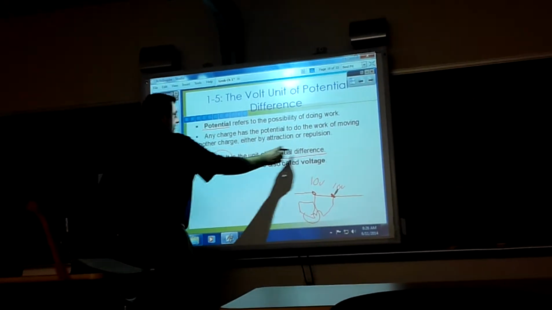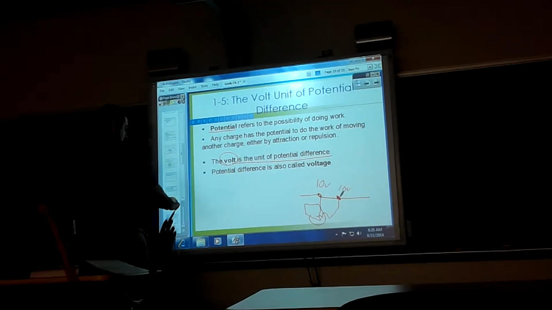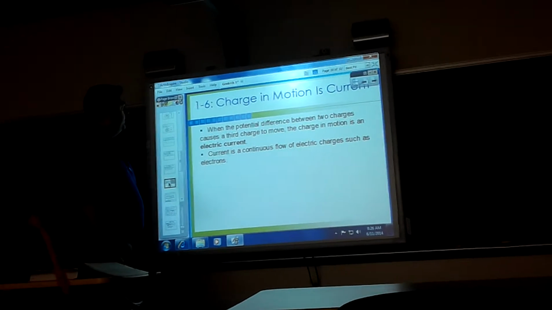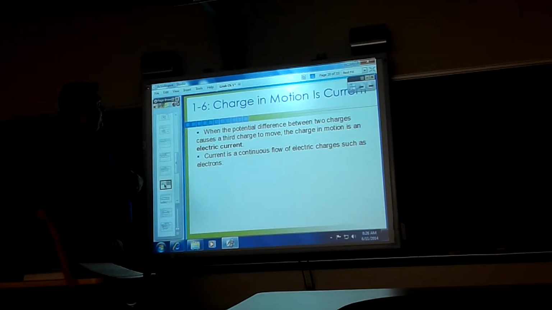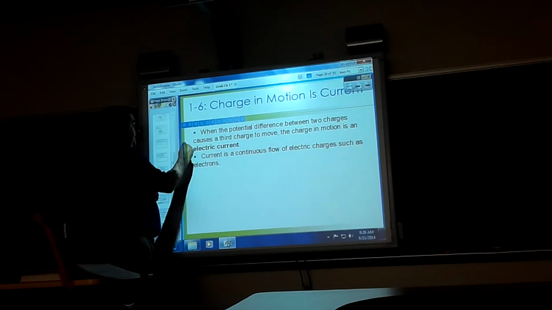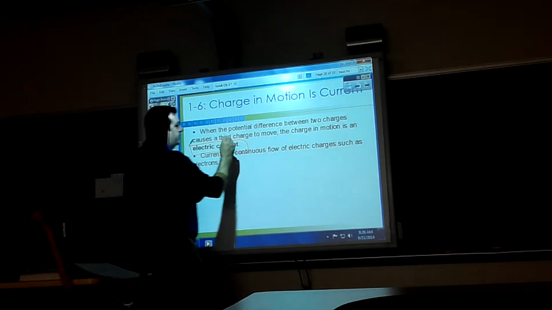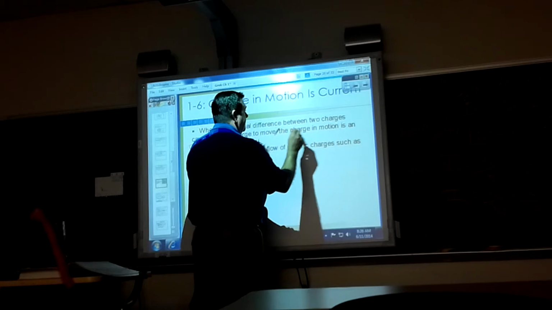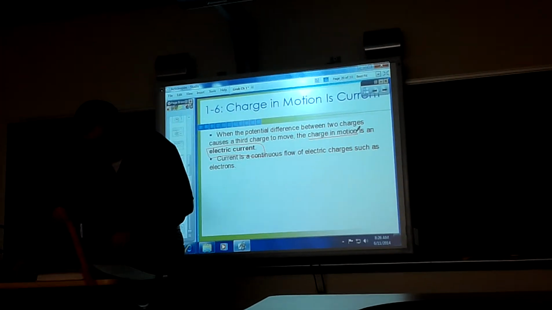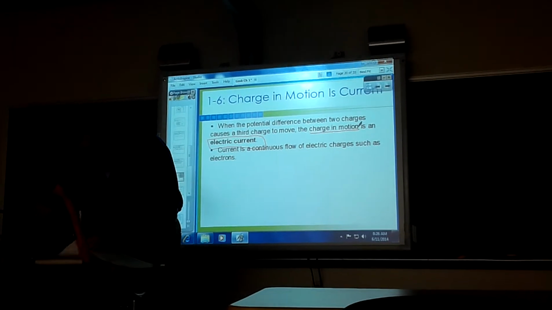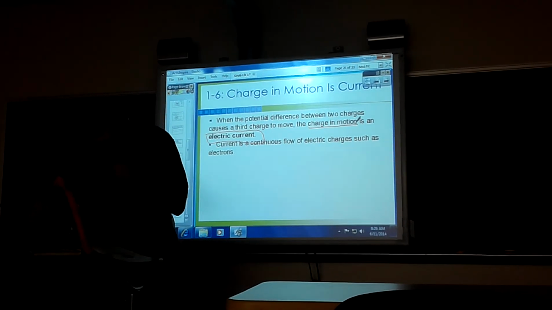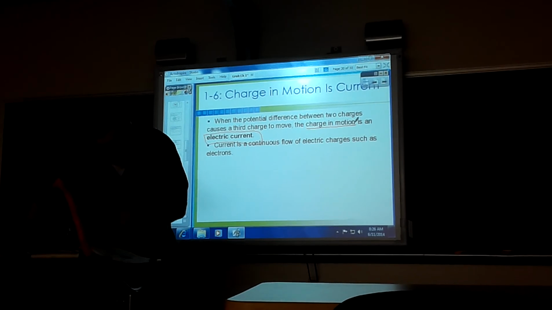So the volt is the unit of potential difference. When the potential difference between two charges causes a third charge to move, the charge in motion is electric current. Okay, so charge in motion is current. Charge in motion is current. All right, now we looked on page 34 at the volt yesterday.